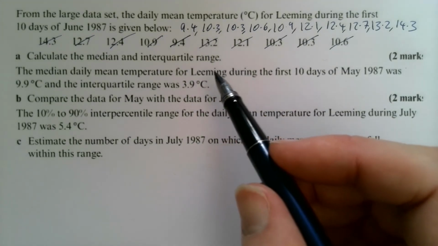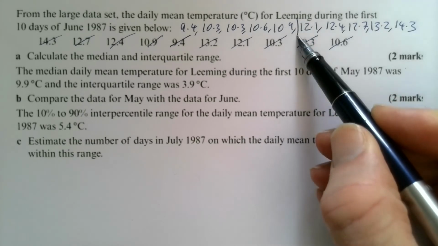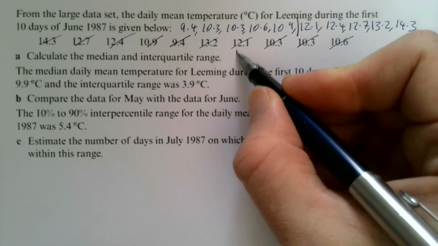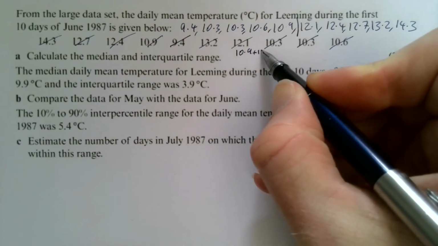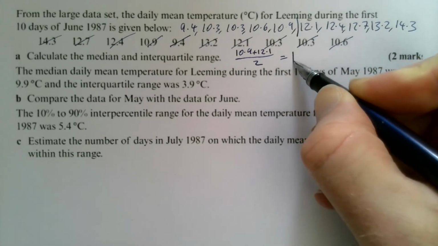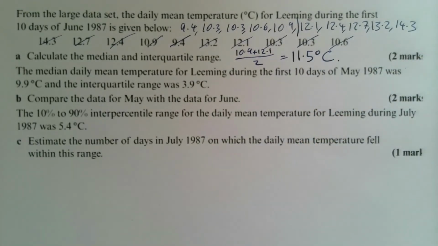Right, so we've got 10 days, 1, 2, 3, 4, 5, so it's halfway between 10.9 and 12.1. 10.9 plus 12.1 divided by 2, giving you 11.5 degrees. And then the interquartile range.